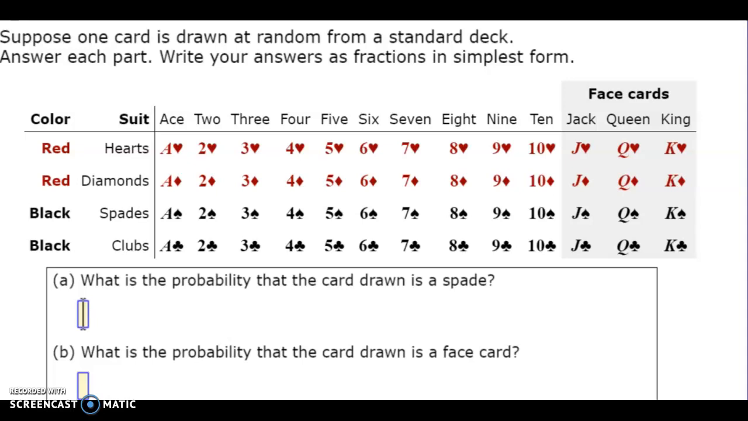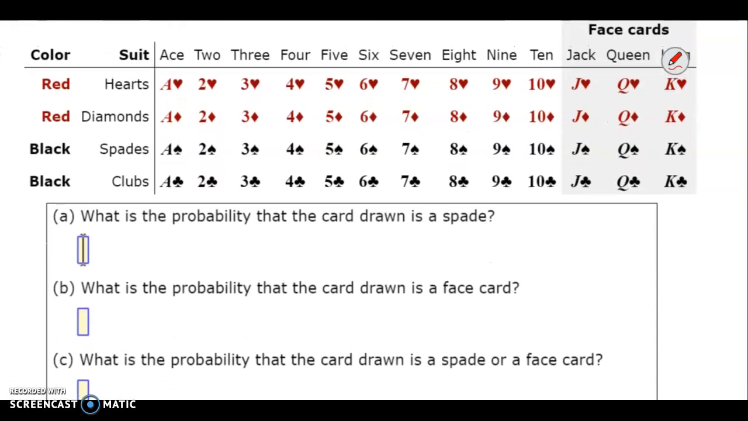Okay, so now here are our last two examples to these notes for 10-5. Classic problem with cards. Suppose one card is drawn at random from a standard deck. So just so we're all aware here, standard deck is 52 cards. There's 13 of each suit, ace through 10, and then jack, queen, king. Answer each part, write your answers as fractions in simplest form.